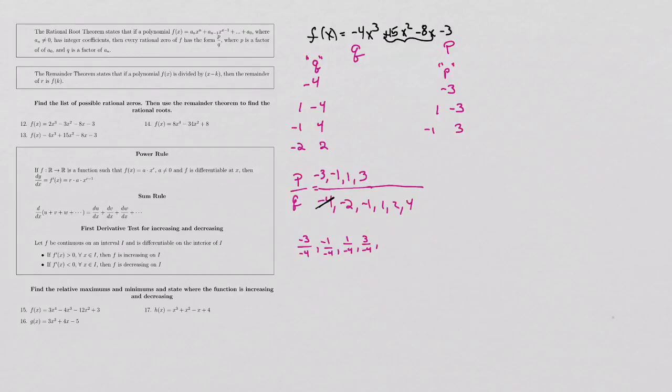Now we'll do it with the second number. So now I have negative 3 over negative 2, negative 1 over negative 2, 1 over negative 2, and then 3 over negative 2. And then I put a line through it, knowing that I've already done it. And I just keep continuing. Here we go: negative 3 over negative 1, negative 1 over negative 1, 1 over negative 1, and 3 over negative 1. Put a line through it to make sure you get them all. And moving on.